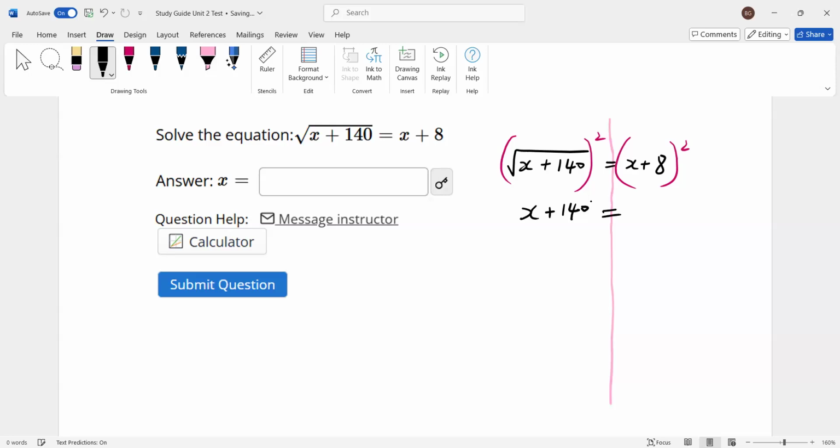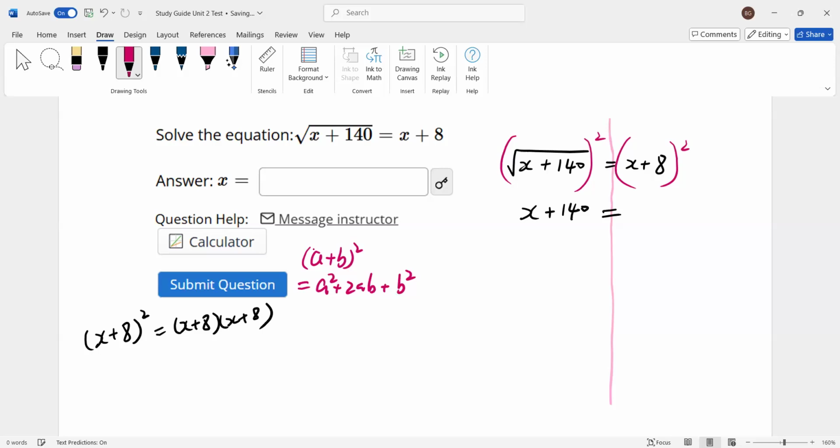Right side, we have to square as well, because we have to treat the left side and right side the same way. You can FOIL, or use the box method, or use the formula. We have to do this formula many times, so maybe you just memorize it. If you know the formula, you can get it done very quickly. So after we expand the right side, we have x squared plus 16x plus 64.